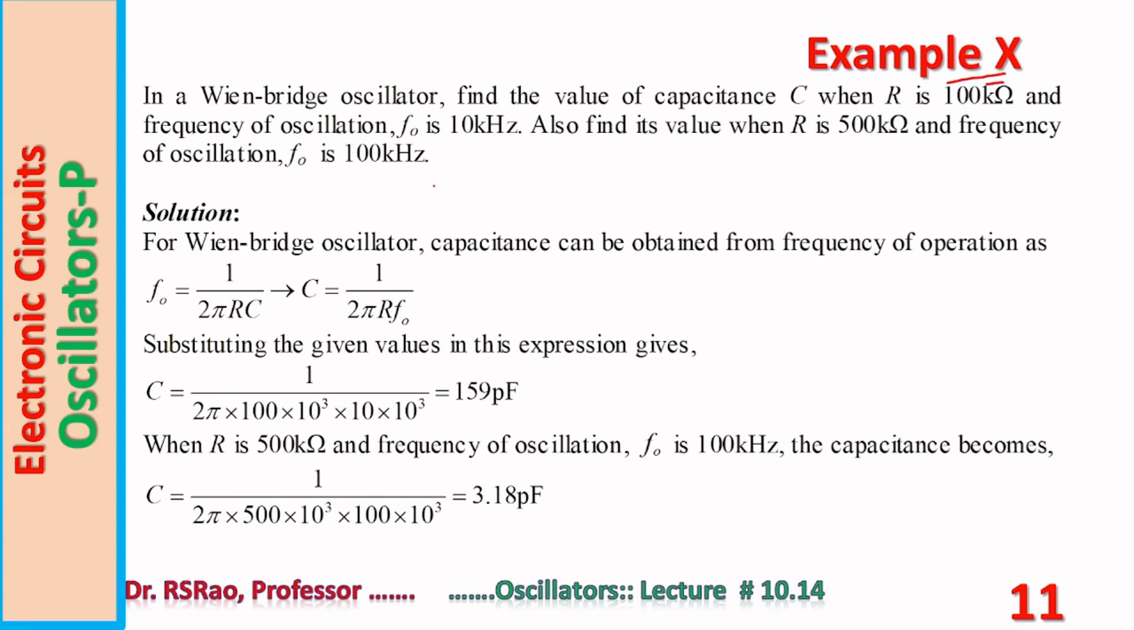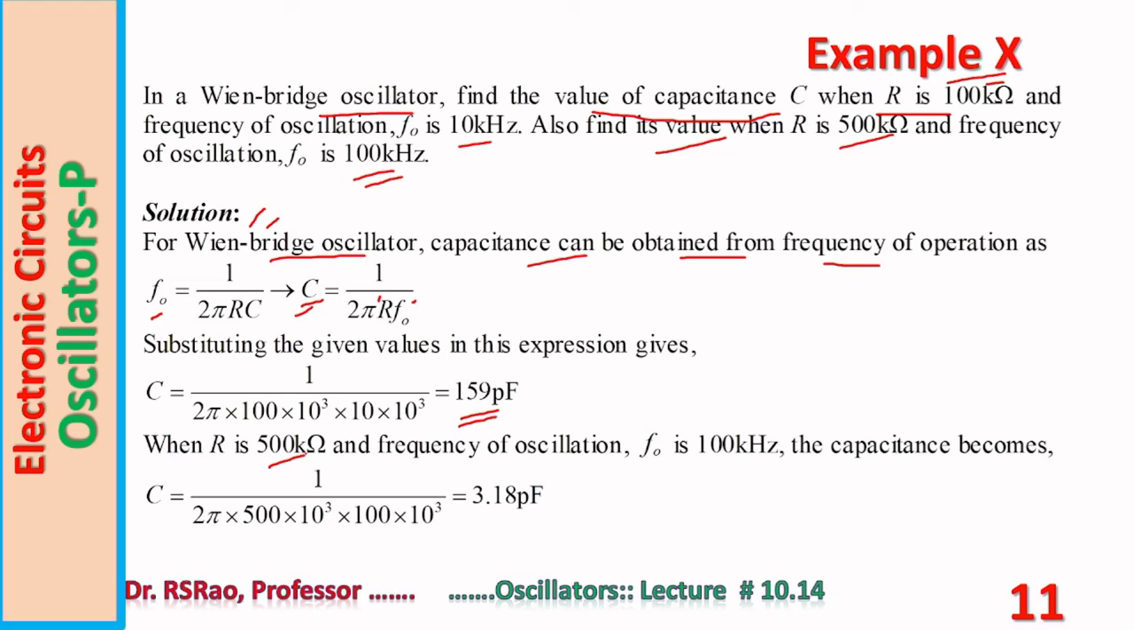Another problem, example 10. In a Weinbridge oscillator, find value of capacitance when R is 100K and frequency is 10K. Find its value when R is 500K and frequency is 100K. Solution. For Weinbridge oscillator, capacitance can be obtained from frequency of operation as F naught is 1 by 2 pi RC, so C is 1 by 2 pi R F naught. Substituting the given value R and F naught, C can be determined. It turns out to be 159 picofarad.